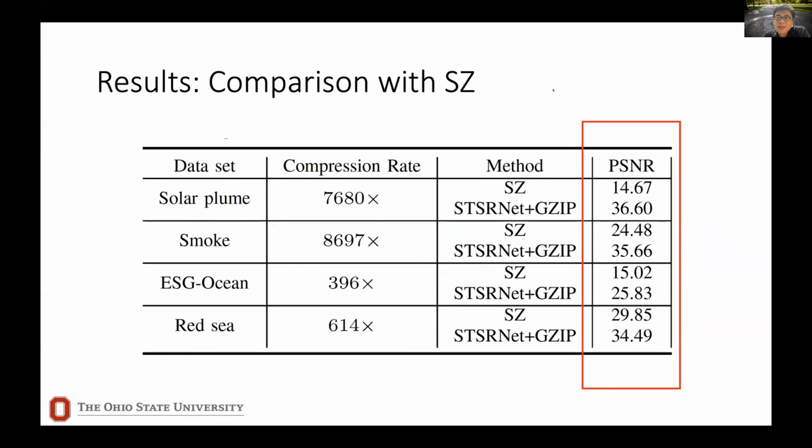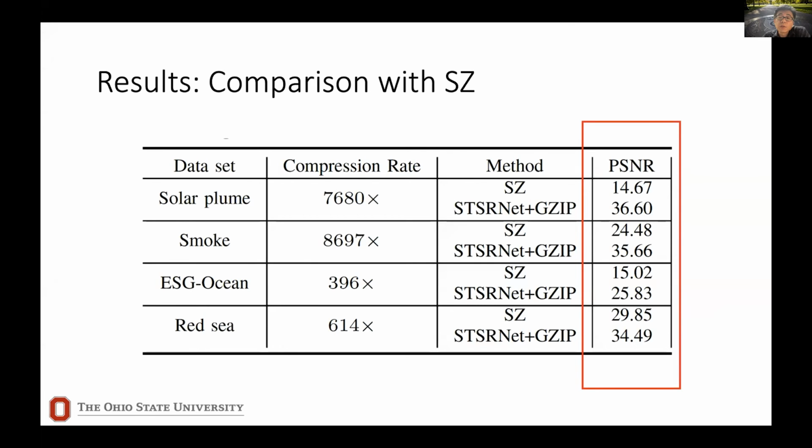Right? So if you focus on the leftmost column, we're trying to compare the quality. SZ is a lossy compression scheme, which is widely used by the scientific community. Now, in order to perform a fair comparison, we try to fix the compression rate. For solar plume, I think this is the compression rate, so that at least SZ and our method plus gzip, because once you convert the data into low resolution, you can still gzip. There's no reason you don't do that.